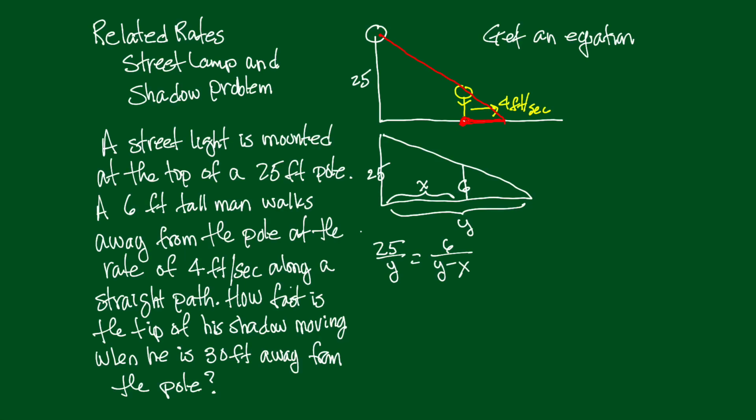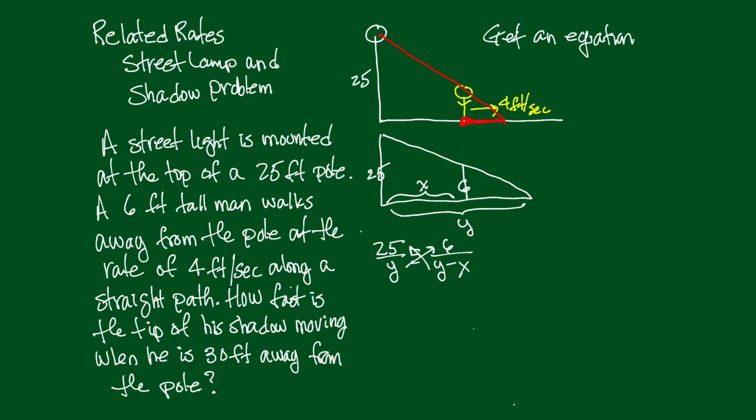Let's just run through it again. It's going to be the long side to the long base, 25 is to y, as the short side is to the short base. Now the short side is the 6, and the base, because of my lettering here, is going to be the entire base minus what I've already used up. So I get y minus x.